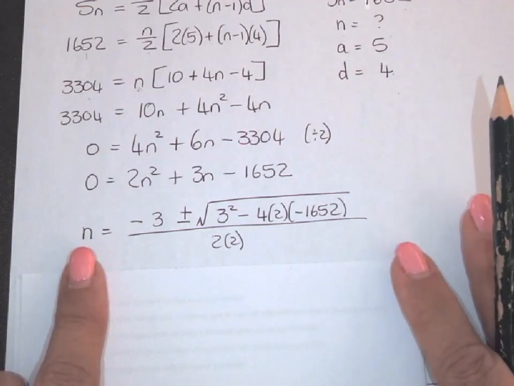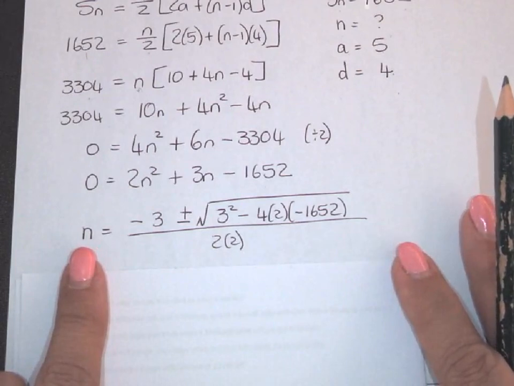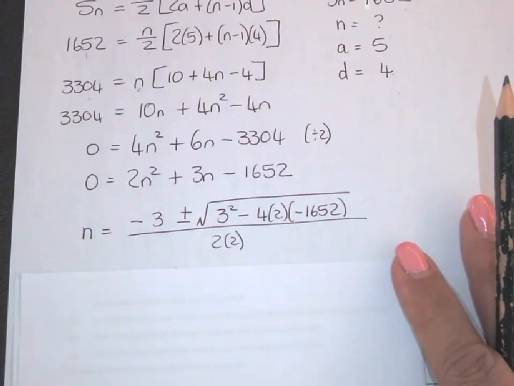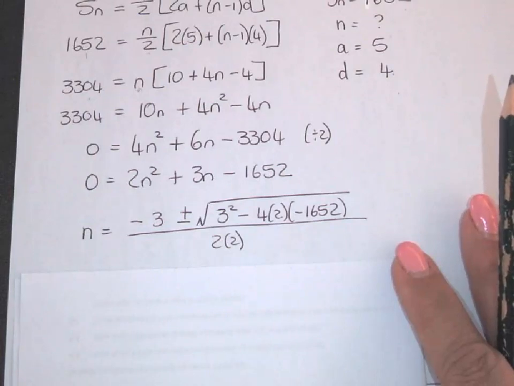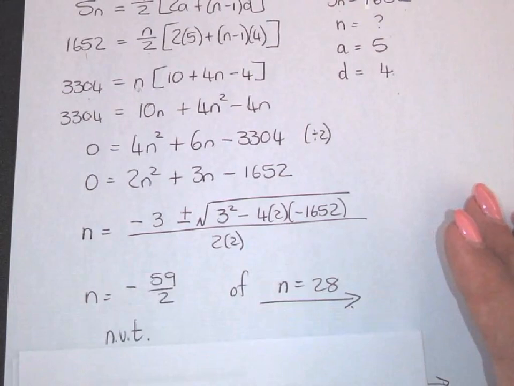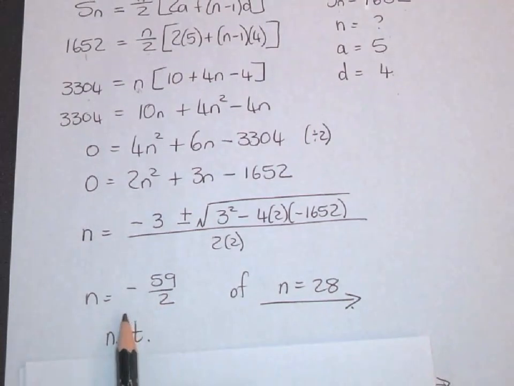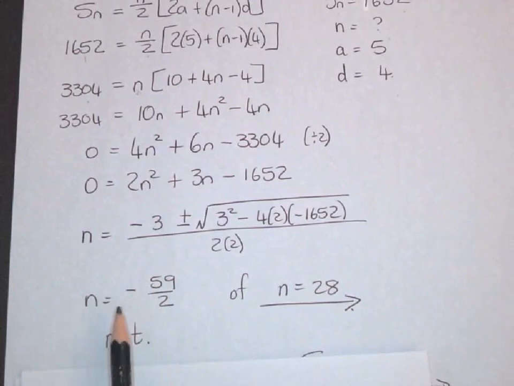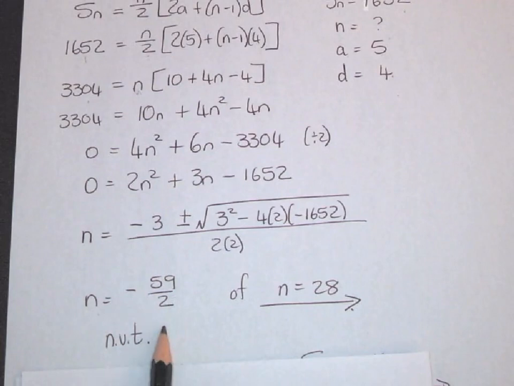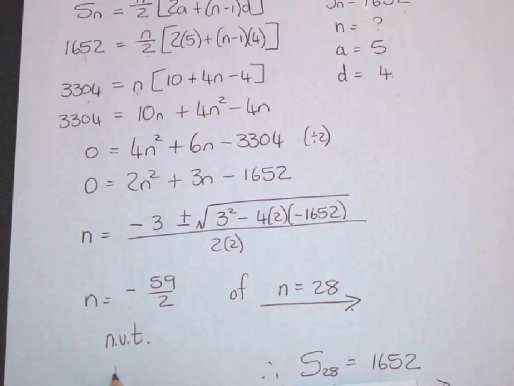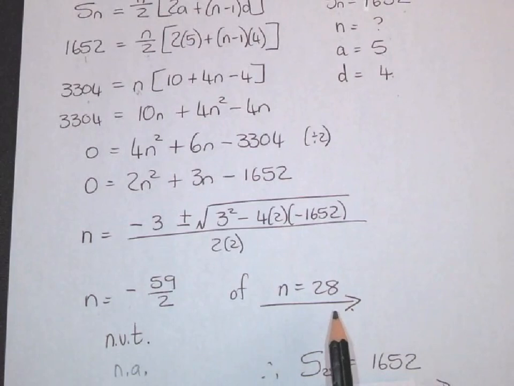What if I skip the formula completely and just put it in brackets? That's fine. Let me just finish quickly. Then you get 2 values for n, a negative value and a positive value. The negative value means that you are standing in the negative position, 59 halves. You can't get a negative position, so therefore it's not applicable. But you can stand 28 in a row.